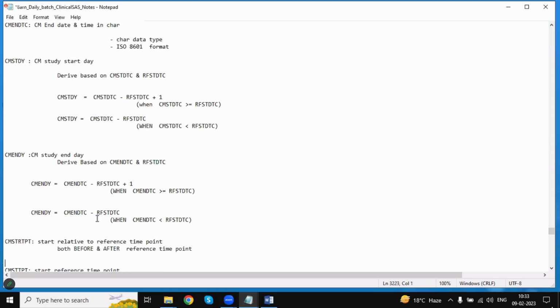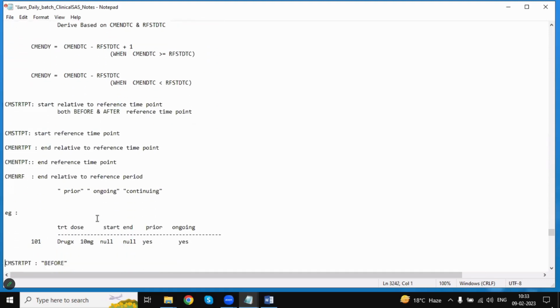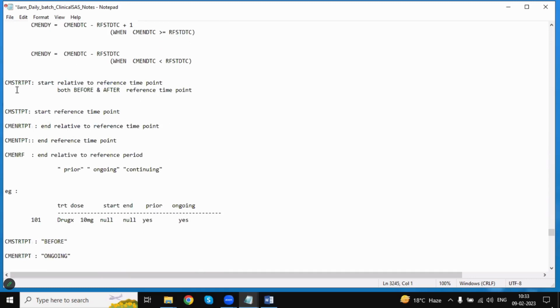Next, you have the reference time point variables. You have 5 variables here: STRTPT, STTPT, ENRTPT, ENTPT, and others. Here is a trick to remember them. Whenever you see the word relative, as in start relative reference time point or end relative reference time point, you get observations like before, after, ongoing. If you don't see the word relative, just start reference time point or end reference time point, there you get dates.